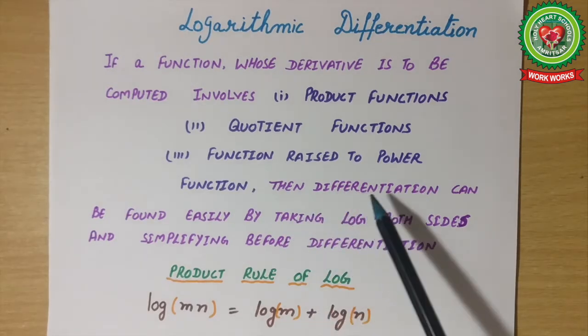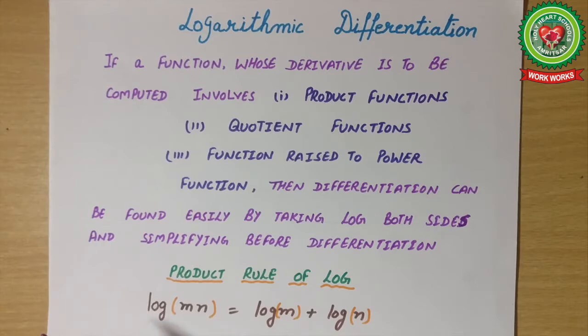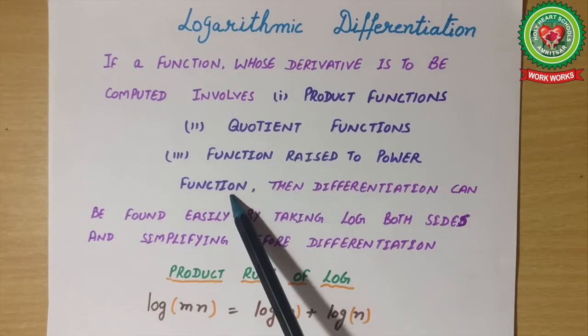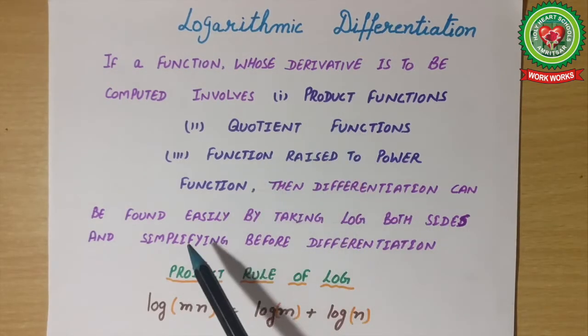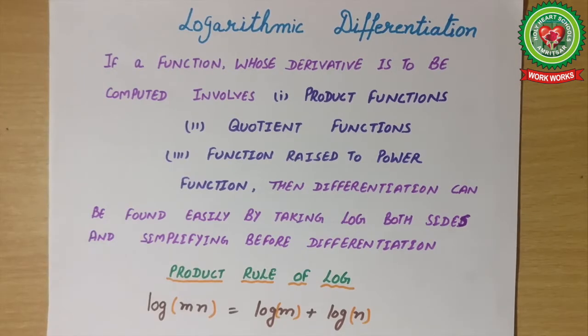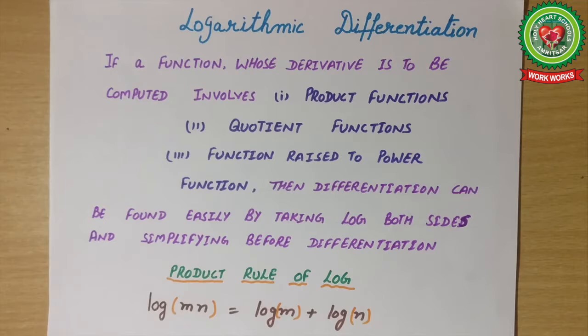Then differentiation can be found very easily if we take log on both sides and first simplify using the rules of log, then differentiate. Let me repeat this. If functions are of these three types, then by taking log on both sides and applying the rules of log, differentiation is very easy to calculate.